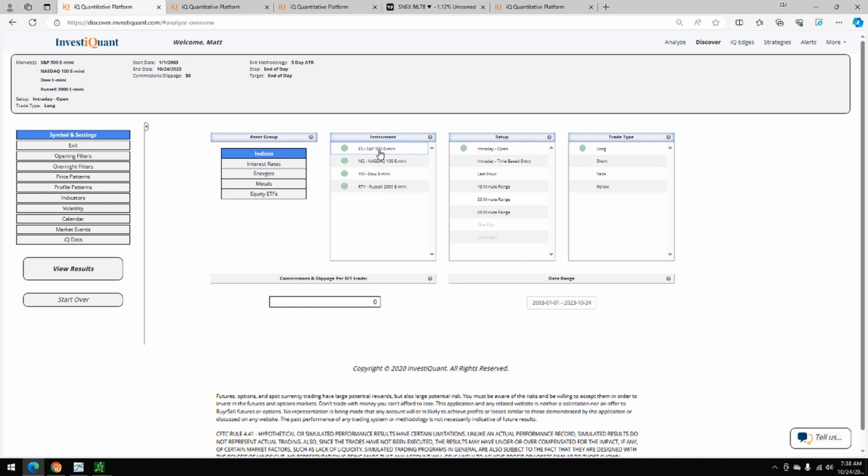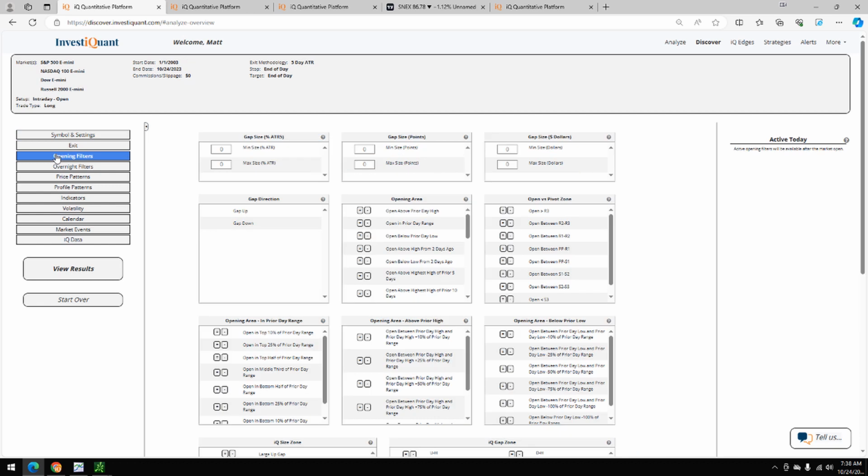I've got all four instruments selected. Our setup's based upon entering long at 9:30 a.m. Eastern Time, exiting at 4:15 p.m. Eastern Time. Now the market is pushing higher in the overnight sessions, so from the opening filters I'm going to go to gap direction and click on gap up.